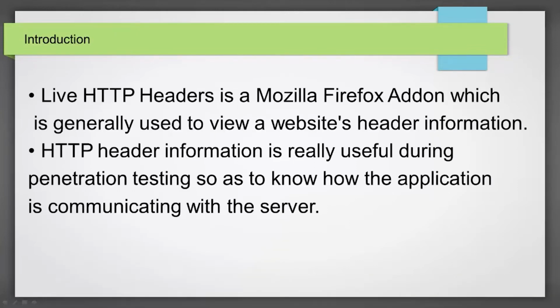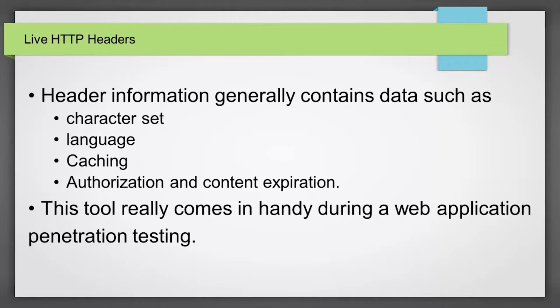Live HTTP Headers is a Mozilla Firefox add-on which is generally used to view a website's header information. HTTP header information is really useful during penetration testing to know how the application is communicating with the server. Header information generally contains data such as the character set, the language, the caching, the authorization, and content expiration. This tool really comes in handy during web application penetration testing. Again, this is a must-have for any penetration tester, and it is used by most penetration testers across the globe.